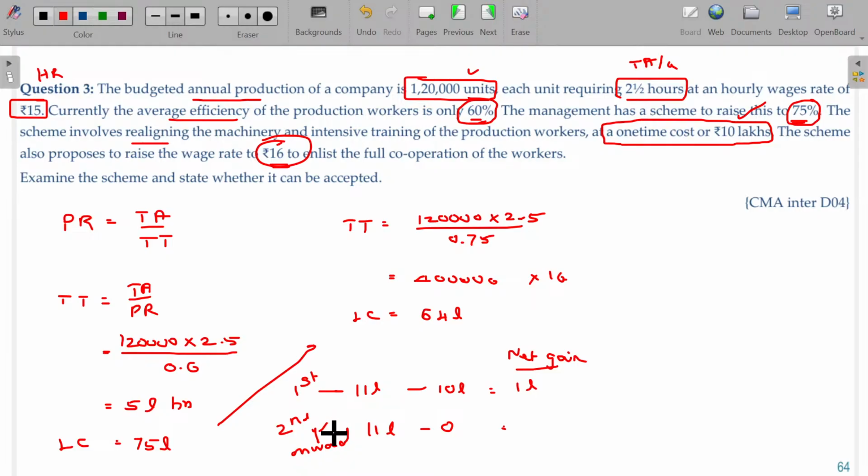So only one time, this year we incorporated this cost, means all these facilities by this cost. So next year we don't spend. So 11 lakhs will be revenue you can generate from the second year onwards. So definitely we can advise to go for realigning the machine as well as train the employees to improve their performance from 60 to 75%.